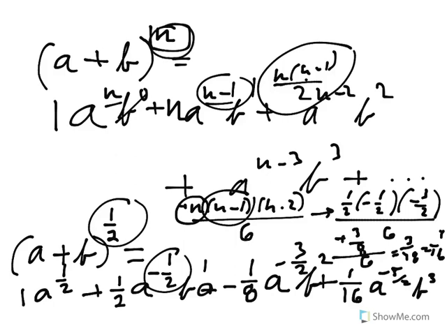Now when n is an integer, this thing ends when the exponent on the b becomes n, and the exponent on the a becomes 0. But when there's a fraction here, it just goes on forever. I'll say plus dot dot dot. So we're not going to be able to get an exact answer, but this is the expansion for a plus b, at least the first 4 terms of the expansion of a plus b to the 1/2 power.